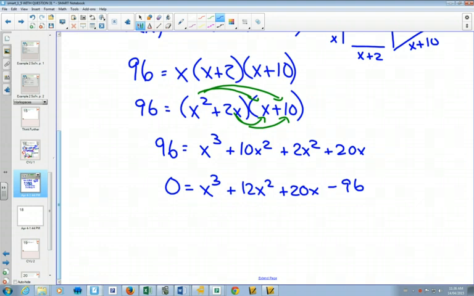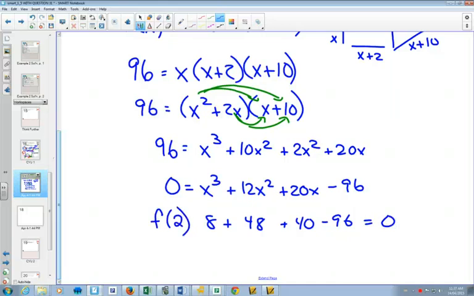And if you choose 1, you're going to find out that 1 plus 12 plus 20 minus 96 doesn't work. And negative 1 also doesn't work. So you're going to have to go to 2. Okay? And if you plug in 2, 2 cubed is 8. 2 squared is 4, times 12 is 48, plus 40 minus 96 is equal to 0, or it should be v of 2, because this is volume, my volume function. So that means that x minus 2 is a factor.